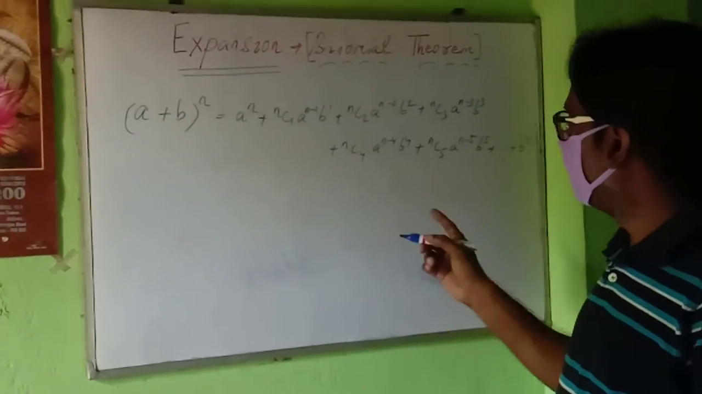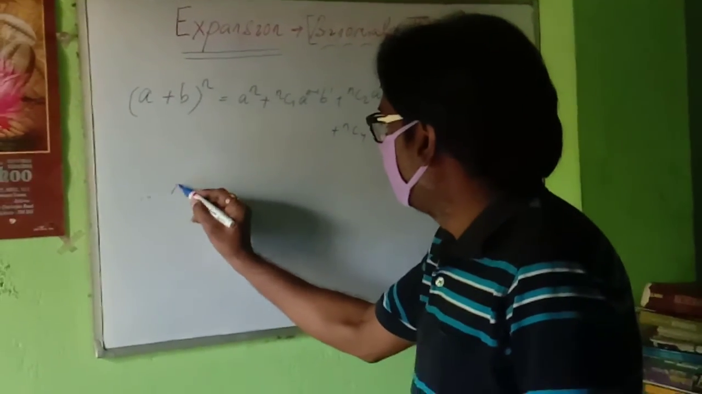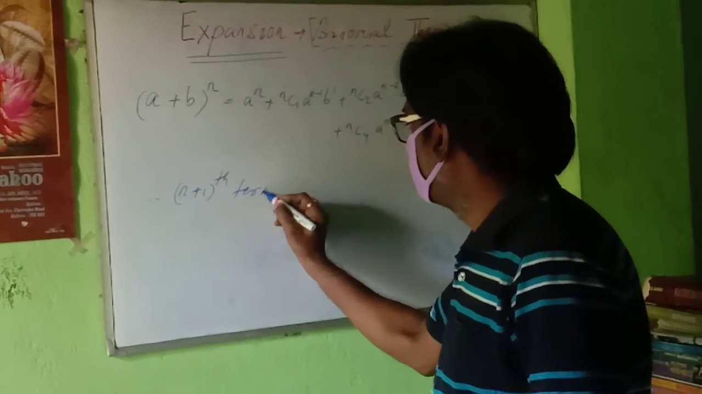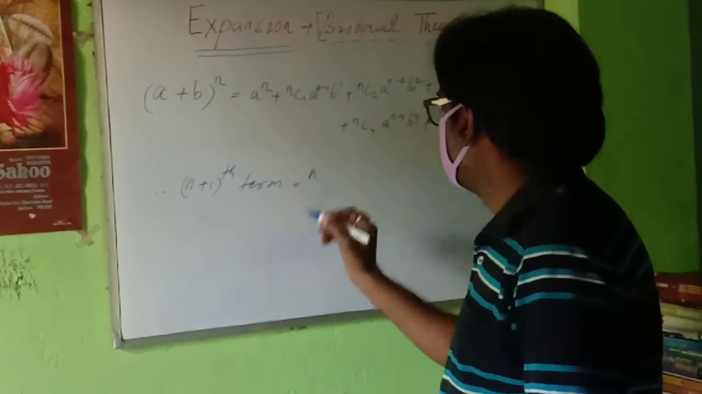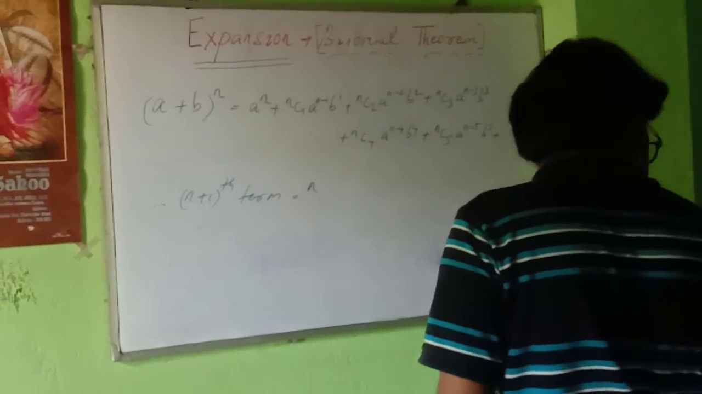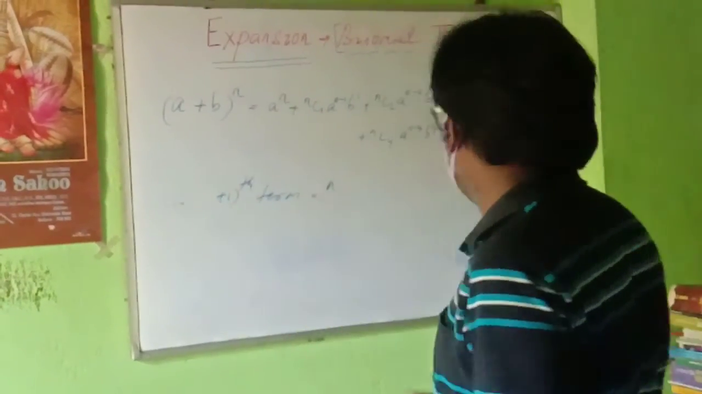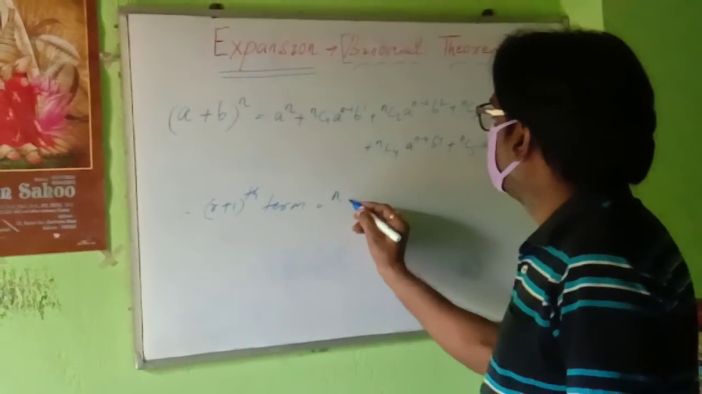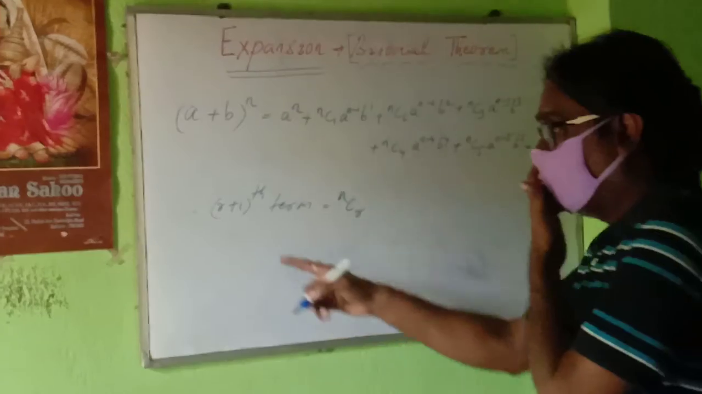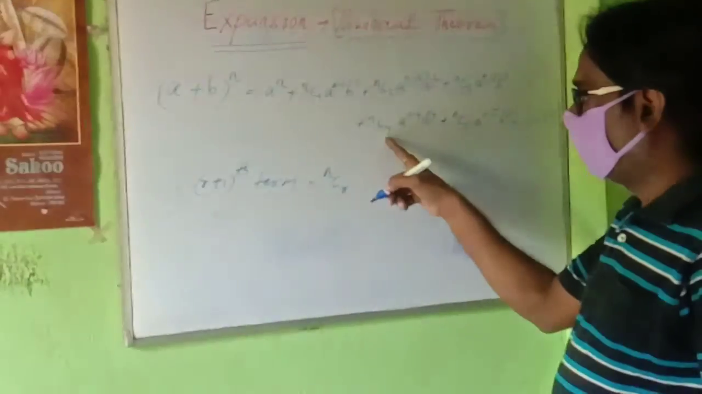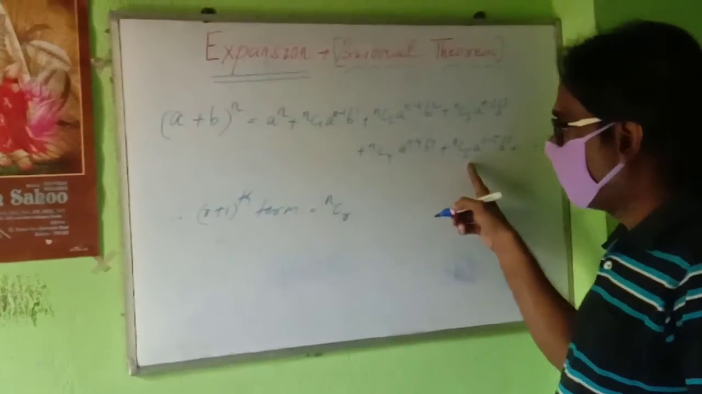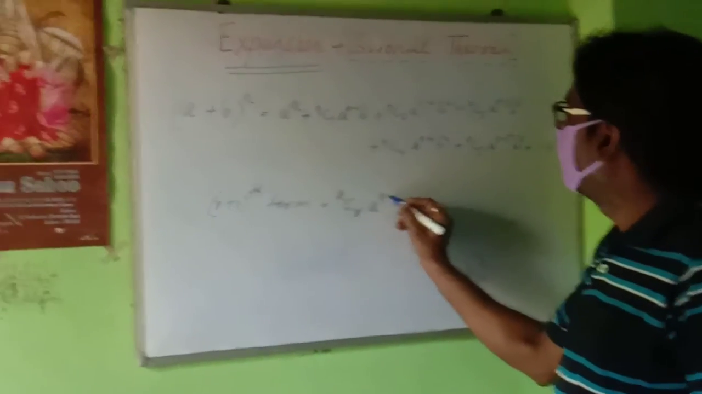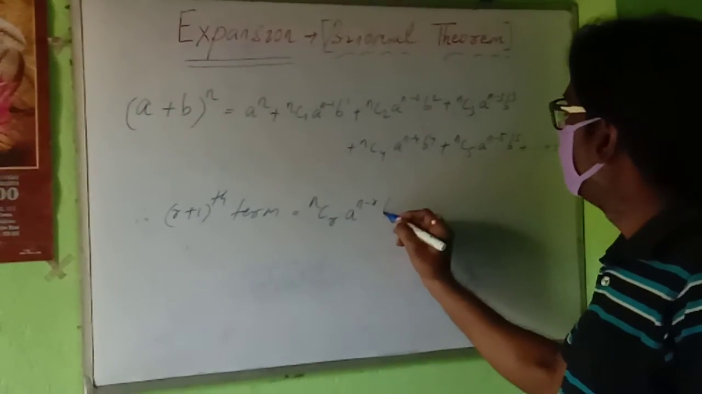Suppose you are interested in calculating the r plus 1 th term. Just write the r plus 1 term. The r plus 1 term will be how much? nCr, because it is 1 less. The fifth term is 4, the sixth term is 5. The r plus 1 term will have r, and a to the power n minus r, just see the reading, b to the power r.